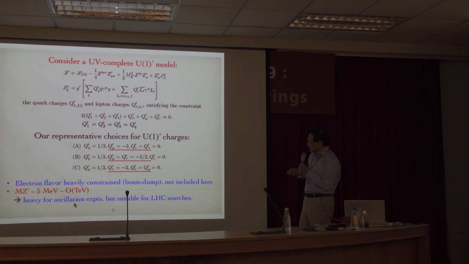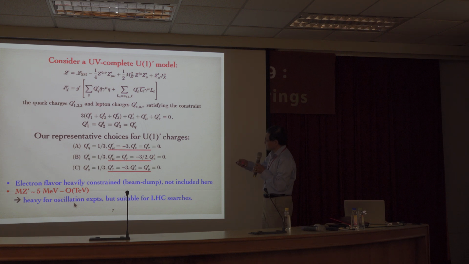The electron coupling is highly constrained from existing measurements, in particular from the low energy beam dump experiment and so on and so forth. So we just don't want to consider the electron flavor because of the rather strong constraints. The muons and taus are very loose. So we would select the 3 representative cases here.